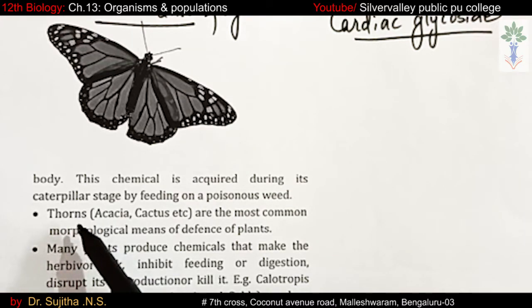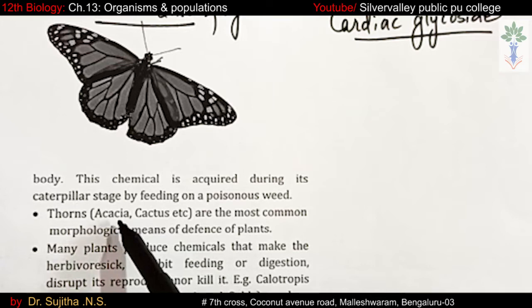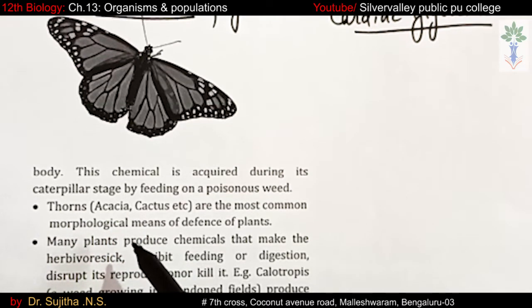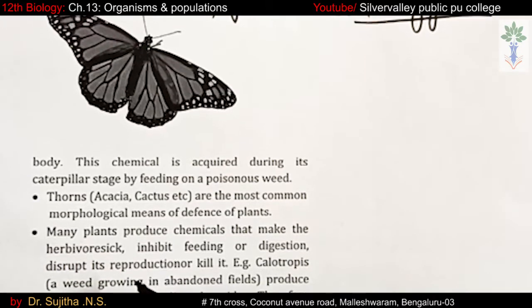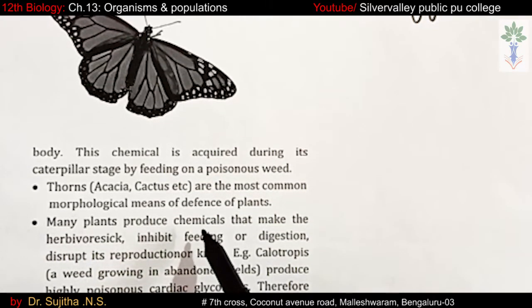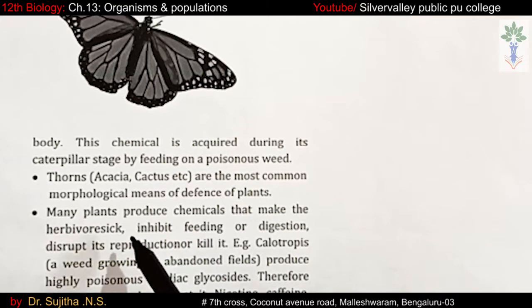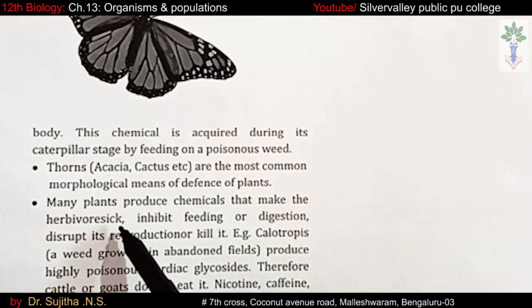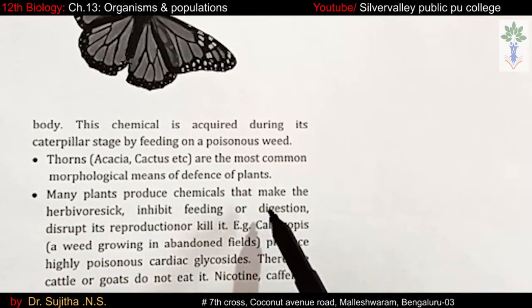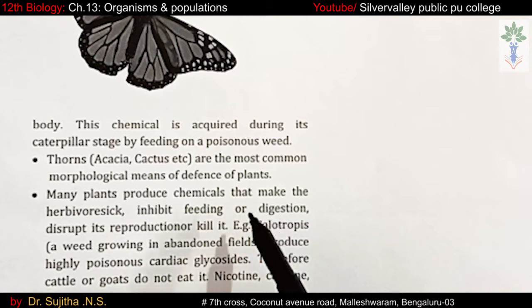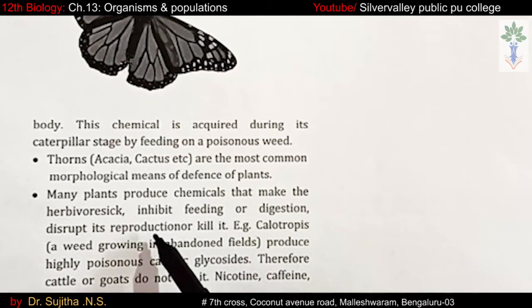The next defense mechanism is the presence of thorns in the case of plants. The thorns are present in certain species of plants like acacia and in the cactus, which keeps them away from the predators. Certain species of plants produce chemicals, and these chemicals make the herbivore sick. It might inhibit their feeding process or their digestion process, or even affect their reproductive process, or might even kill them.